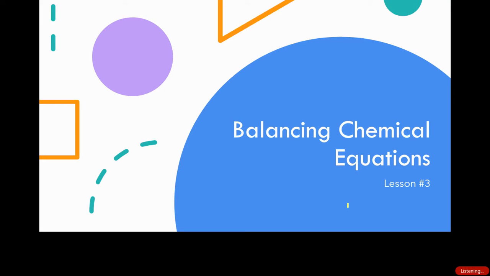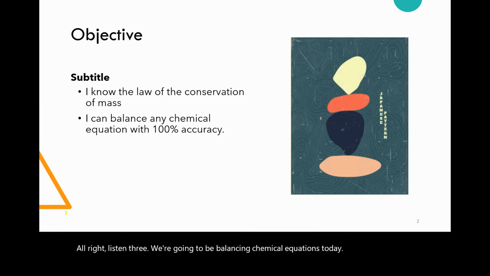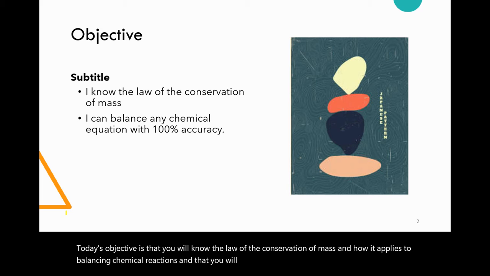All right, lesson 3, we're going to be balancing chemical equations today. Today's objective is that you will know the law of the conservation of mass and how it applies to balancing chemical reactions, and that you will be able to balance any chemical reaction with 100% accuracy.